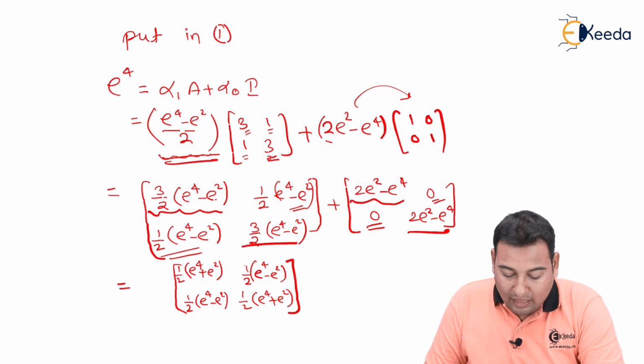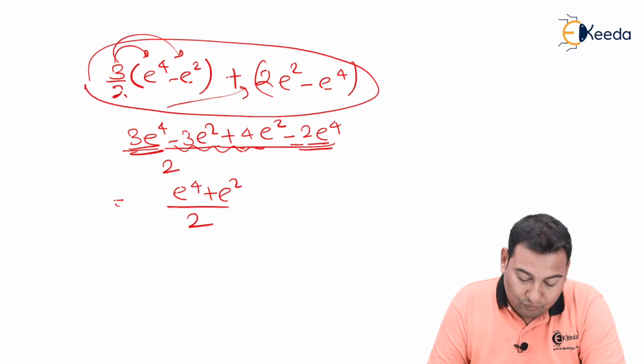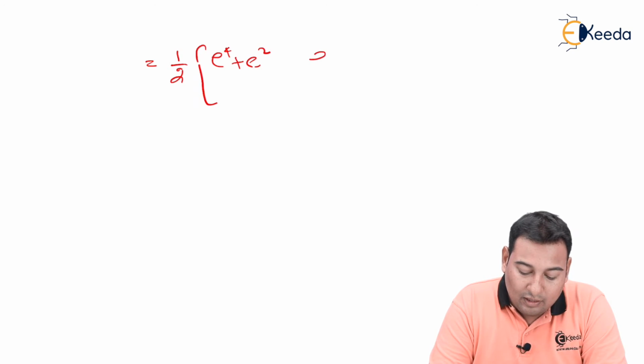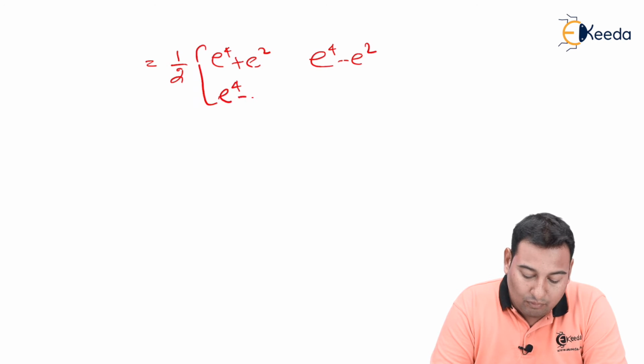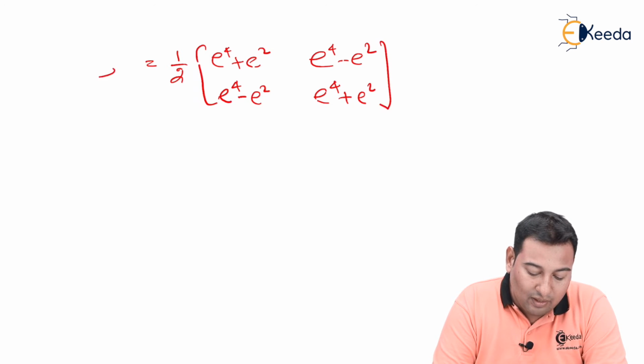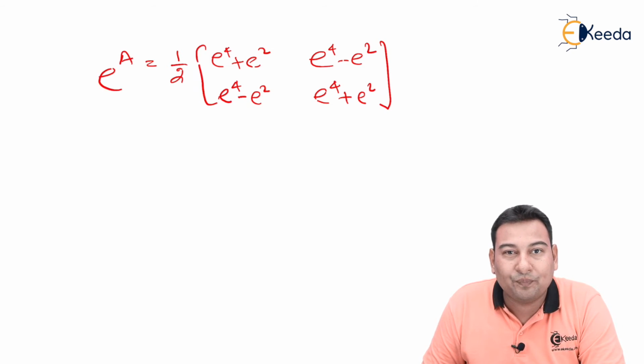Now friends, if you take half common from all the terms, you will get e raised to 4 plus e square, e raised to 4 minus e square, e raised to 4 minus e square, and e raised to 4 plus e square. So this is the required solution for e raised to a.